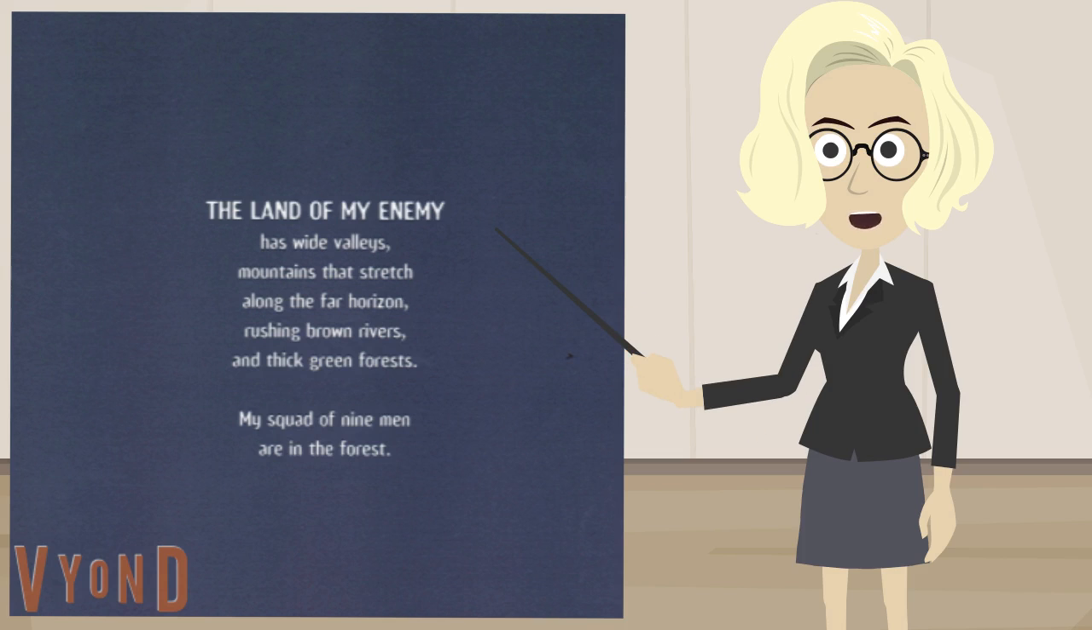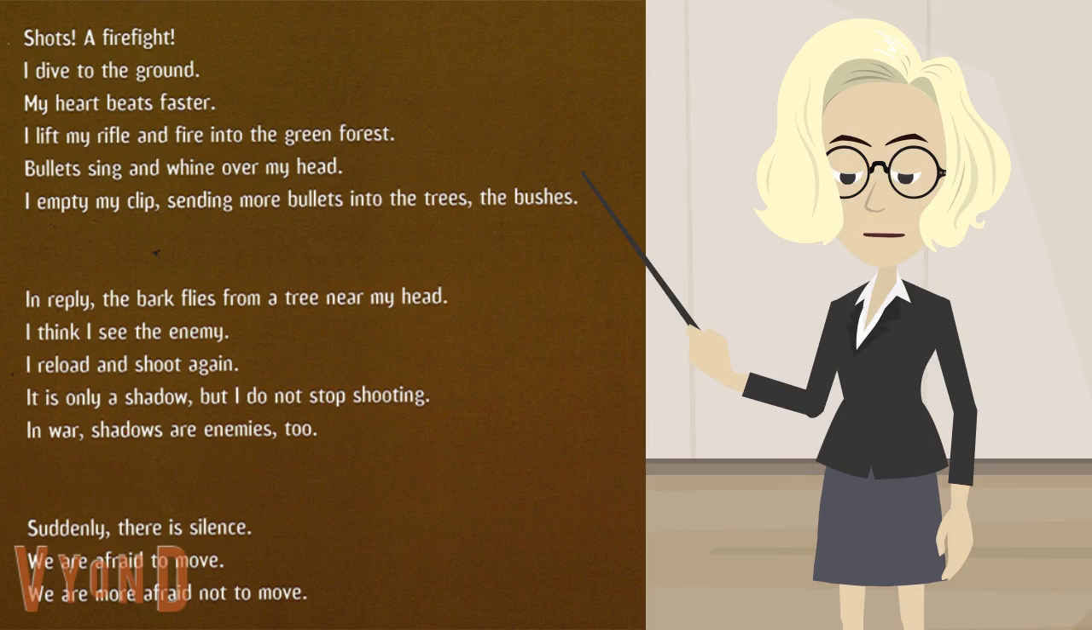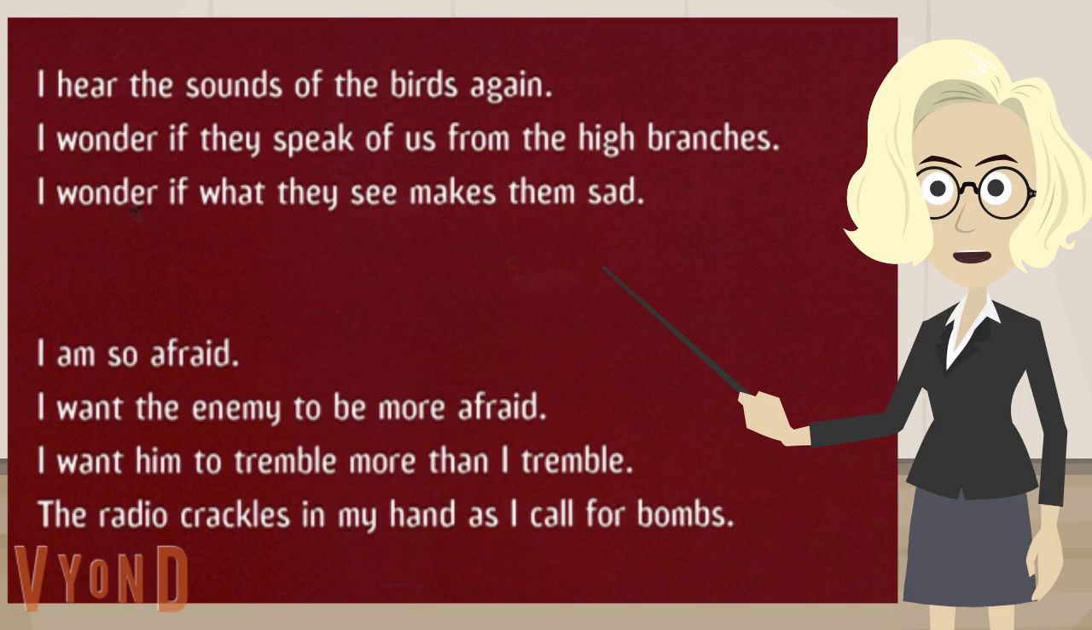The land of my enemy has wide valleys, mountains that stretch along the far horizon, rushing brown rivers, and thick green forest. Suddenly, there is silence. We are afraid to move. We are more afraid not to move. I hear the sounds of the birds again. I wonder if they speak of us from the high branches. I wonder if what they see makes them sad. I am so afraid. I want the enemy to be more afraid. I want him to tremble more than I tremble. The radio crackles in my hand as I call for bombs.